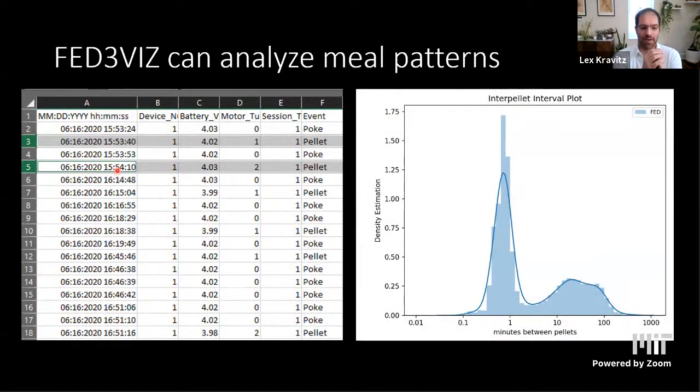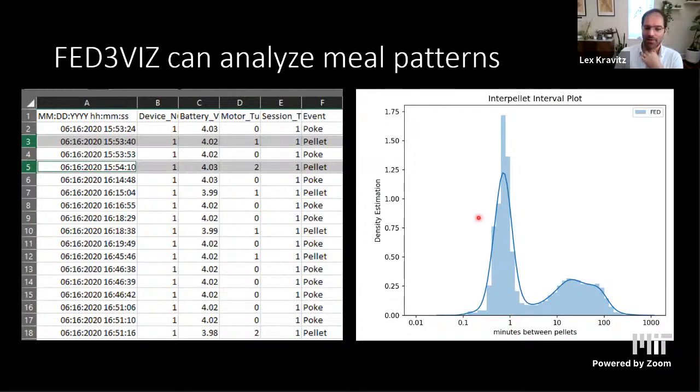If we plot a histogram of the duration between each successive pellet, we get plots that look like this. I'm calling this an interpellet interval plot. What's really neat about these is it's a data-driven way of understanding the patterns in how animals are eating. On the x-axis here is a log scale of minutes between pellets. This is centered around 1 minute.